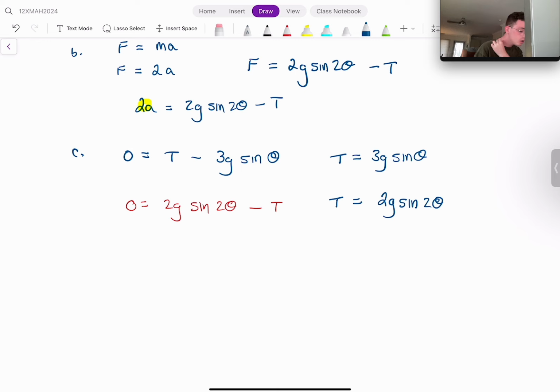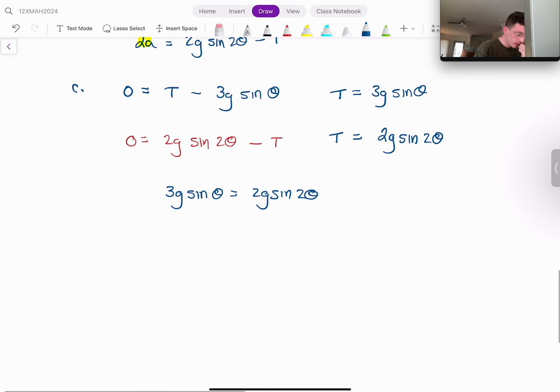Okay, so we can just make these equal to each other. The good thing about this question is since it's a single string, the tension is the same in a single string. In a question, say, where we've got many different strings, where the tension is different, we might say tension 1 and tension 2. But here we've just got one string, so the tension is the same. So we're going to say 3g sine theta is equal to 2g sine of 2 theta.